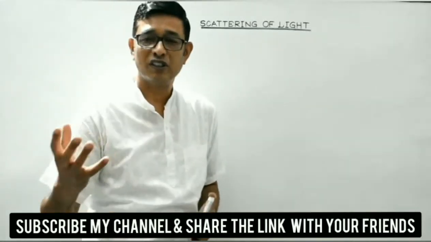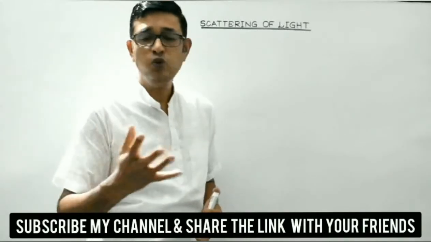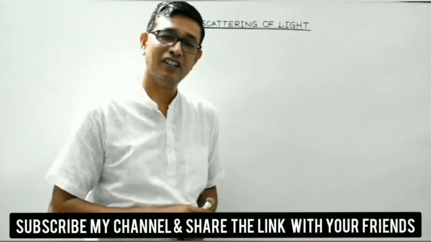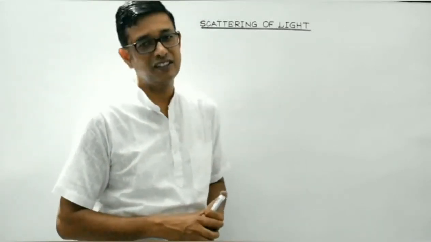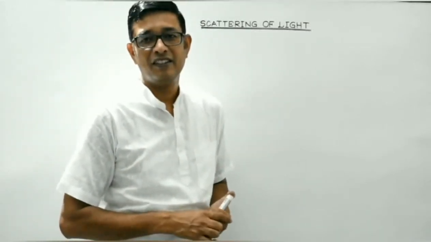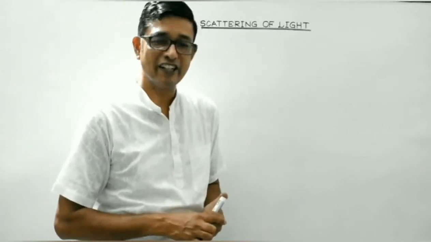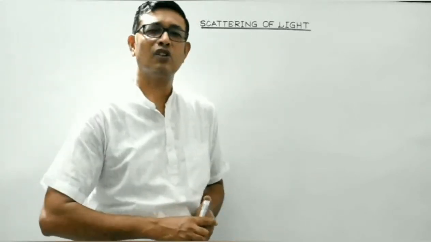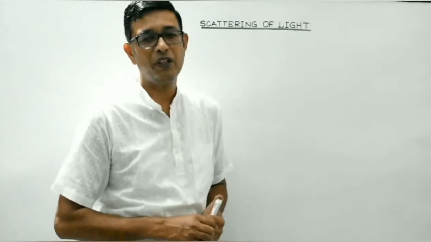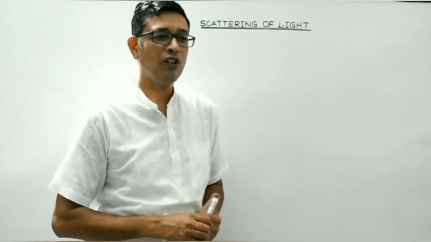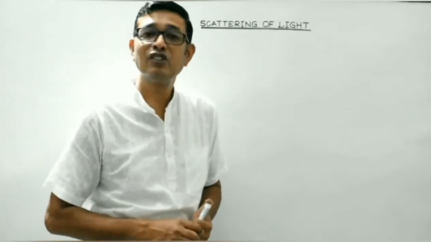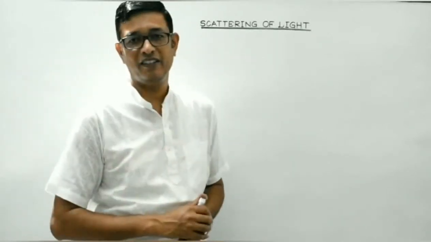Then we will also discuss in this session the blue color of the sky, the red color used as a danger signal, and that during sunrise or sunset, the sun appears to be reddish. So these are all concepts which we will be covering in this particular session, right? These natural phenomena are all based on scattering of light.